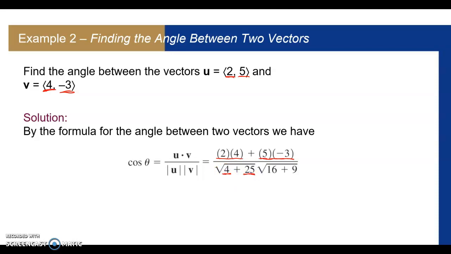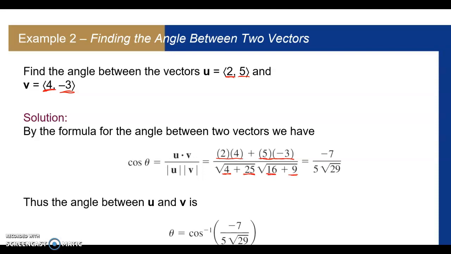Right, then we've got to do the same thing, but we've got to find the magnitude of v. So I'm going to take the square root of 4 squared plus negative 3 squared, and so that gives me the square root of 16 plus 9. All right, well, we know 16 plus 9 is 25, and the square root of 25 is just 5, so I can simplify this a little bit. All right, I can say that this is equal to negative 7 over 5 times the square root of 29.